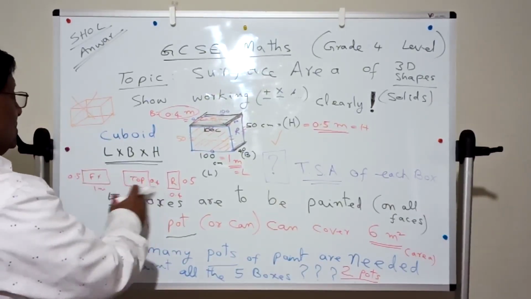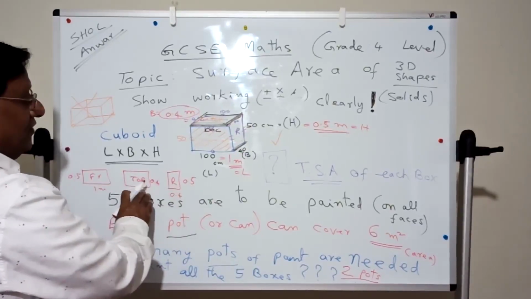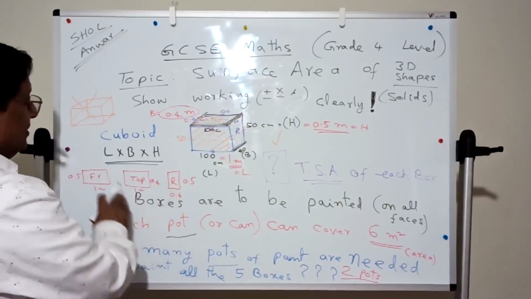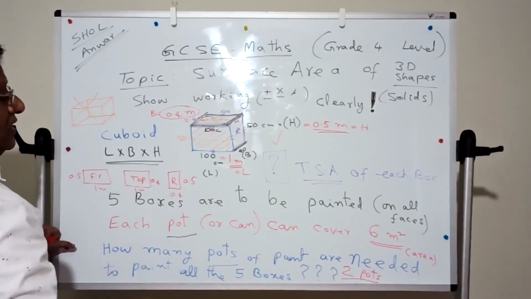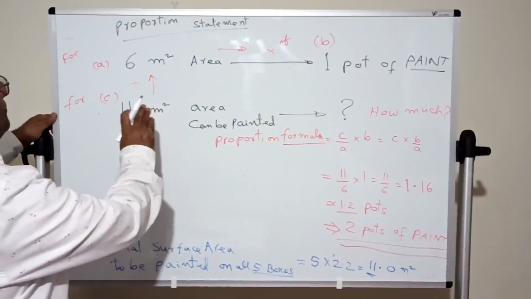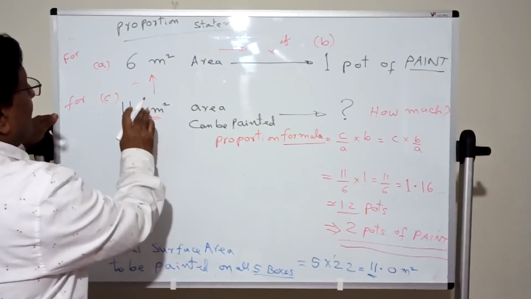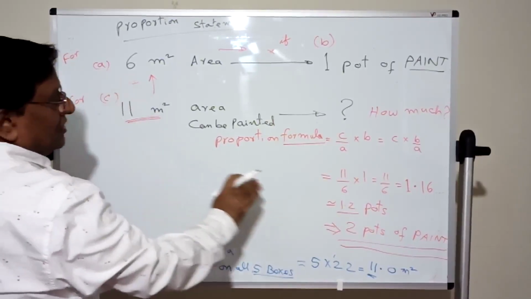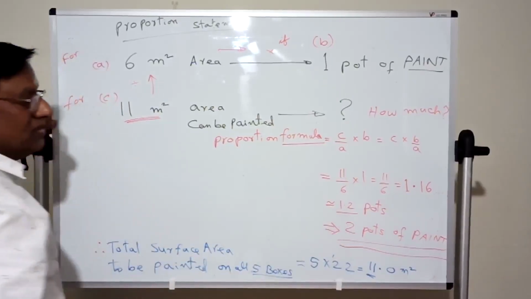So for 5 boxes, the areas you multiply by 5, whatever you get for 1, adding 2 times each, and then divide that by 6 square meters. This 11 square meters is needed for total area. 11 square meters divided by 6, you get 1.2. So that will be rounded off to 2 parts of paint.